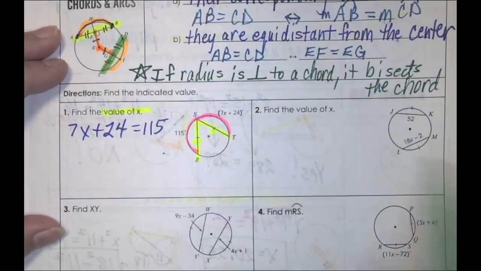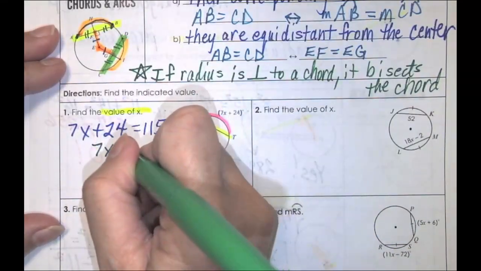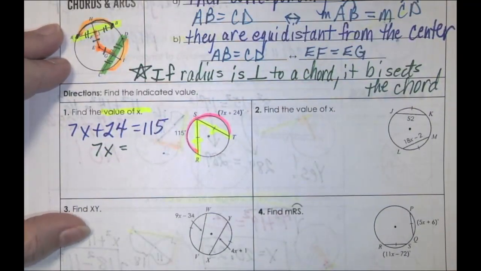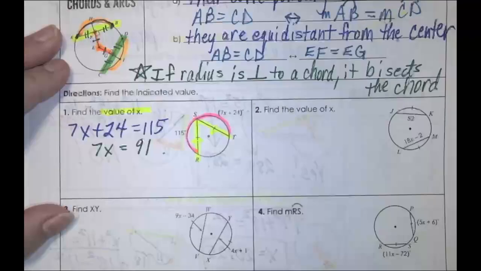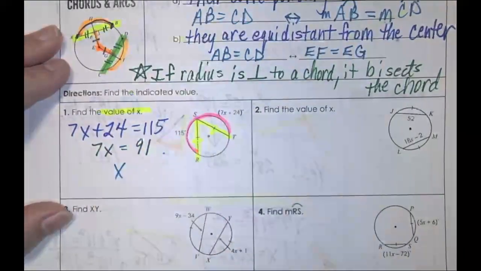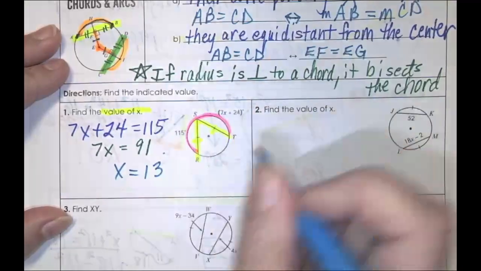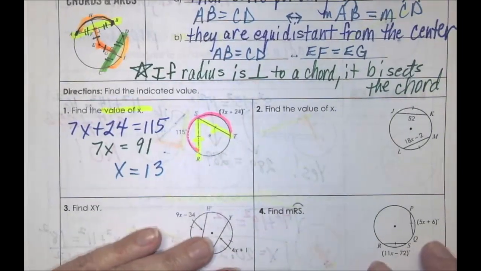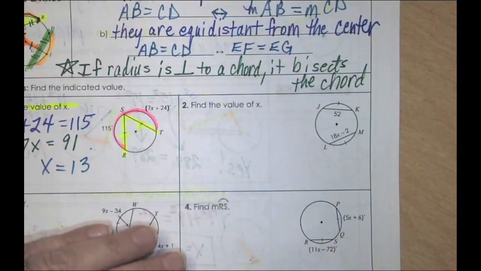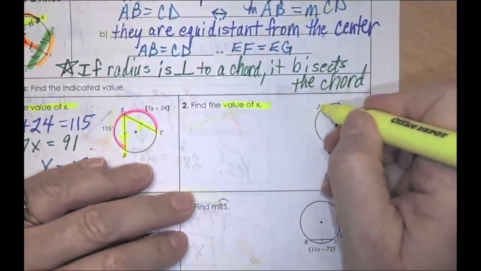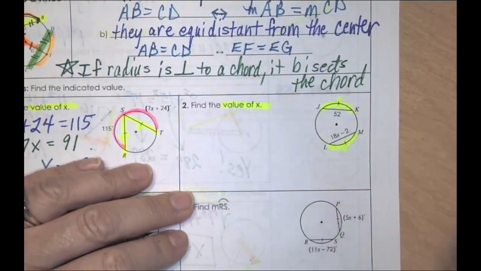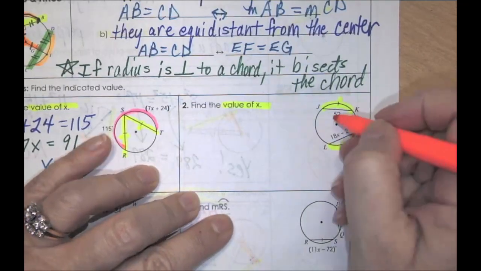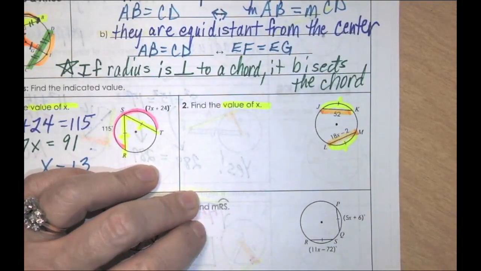I'm going to take away the 24. Don't feel like doing that one in my head right now. 91, and then I'm going to divide by 7. So x equals 13. Now, it didn't ask us to plug it back in to find any measures. It just said find the value of x. On example 2, find the value of x, we see that in this one, they told us the arcs are congruent. But we know the arcs are congruent if and only if the chords are congruent. Therefore, we can set this equal.